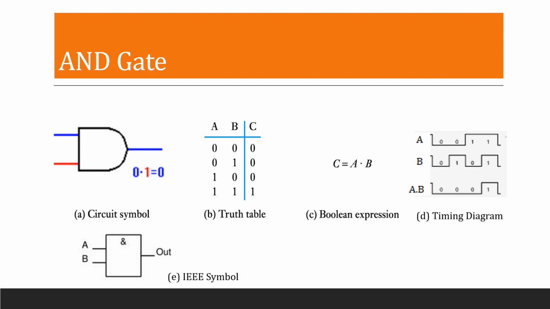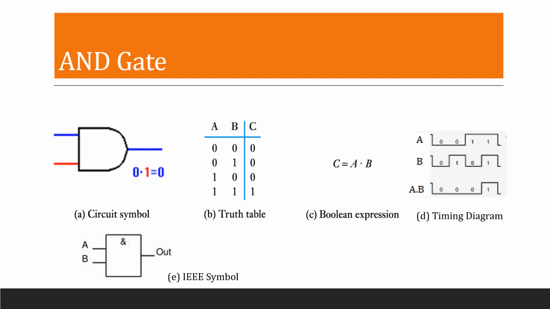So this gate can be called all or nothing. That means if all the inputs are high, then the output is also high, else 0. The timing diagram of this AND gate shows the input output relation. If the inputs are 0 and 0, then the output is 0. If it is 0 1, the output is 0. If it is 1 0, it is 0. If it is 1 and 1, it generates a 1.